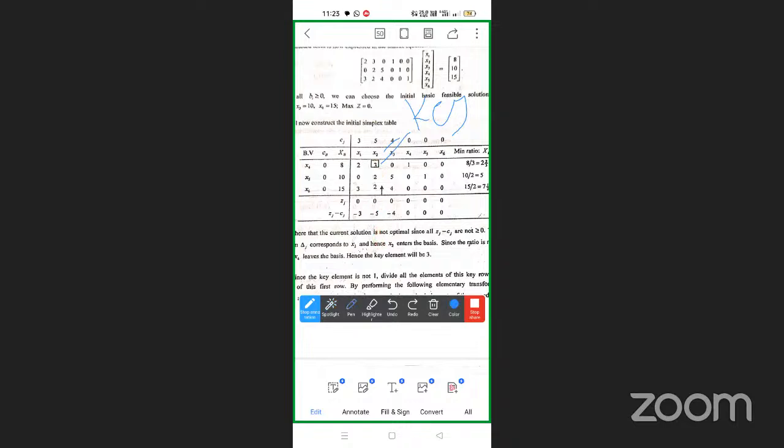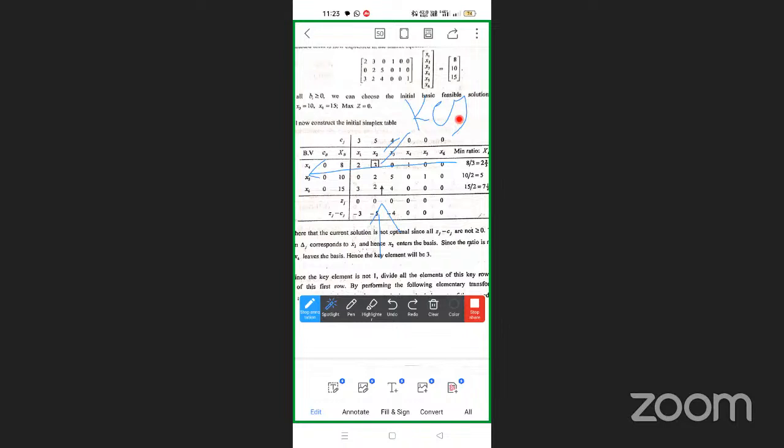Next, we identify the exit variable by using the minimum ratio, xB by x2. Here 8 by 3 is the minimum, so this is the exit variable and this is the entry variable. The intersection of the exit and entry variable is called the key element.